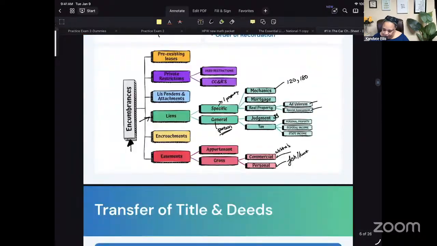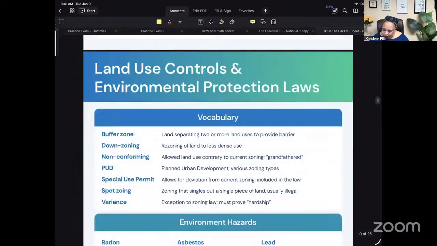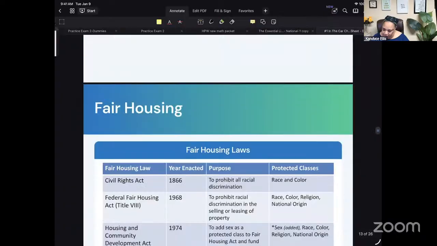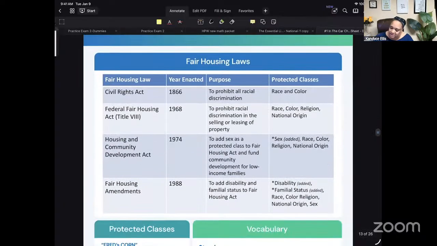Fair housing. Real estate agency, fair housing. 1866. There it is. 1866.